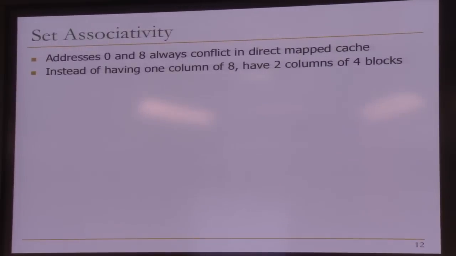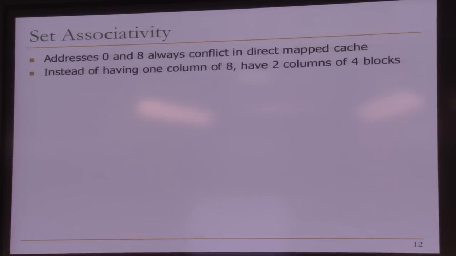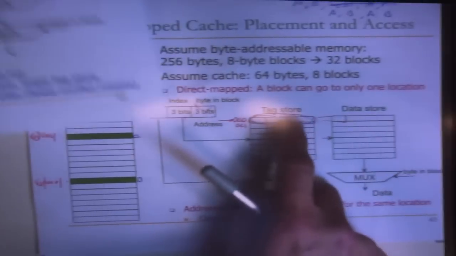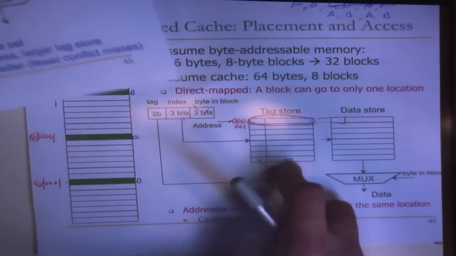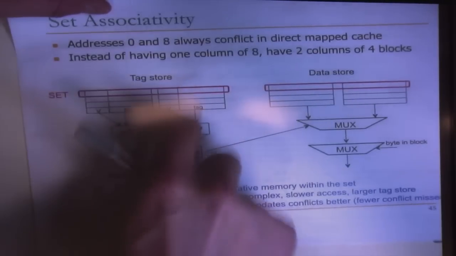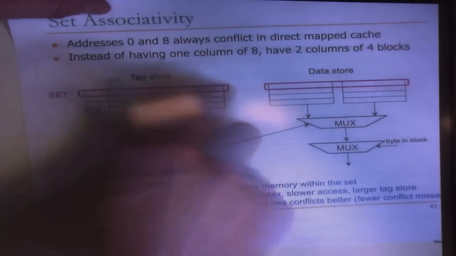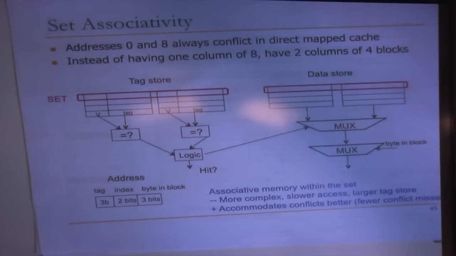Or if you think about this, let's go back to this thing over here. Instead of having one column of 8 addresses, why not have 2 columns of 4 addresses each? This way, at a given index, you can actually store 2 blocks. Okay? That's the idea.